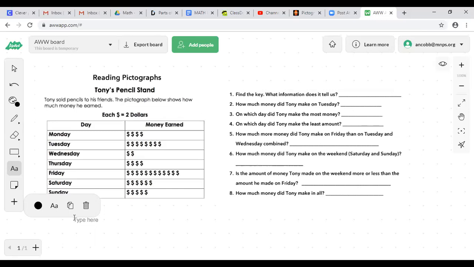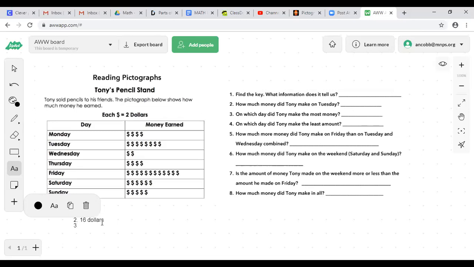Number 2, how much money did Tony make on Tuesday? And we have to remember each dollar sign is $2. So we're looking right here at Tuesday, and we have 2, 4, 6, 8, 10, 12, 14, 16. So for 2, Tony made $16.